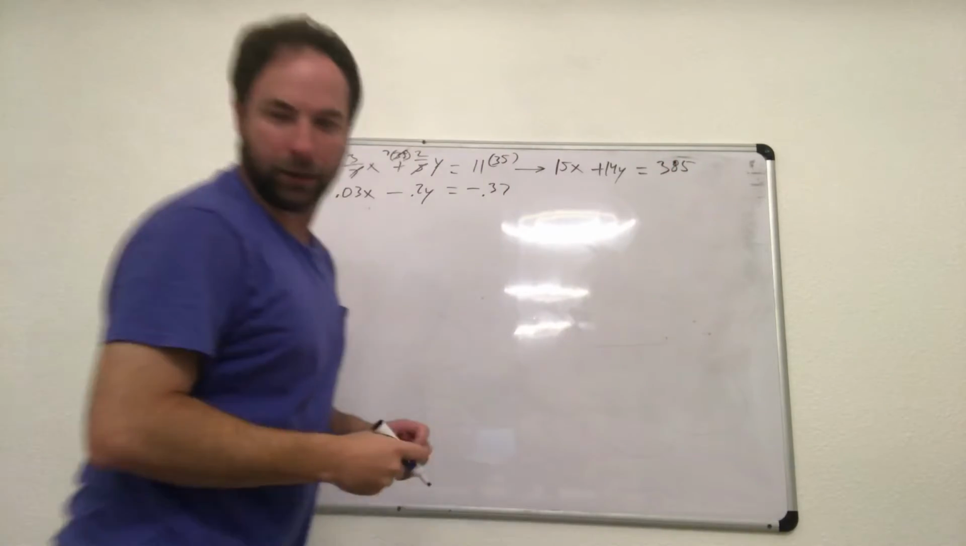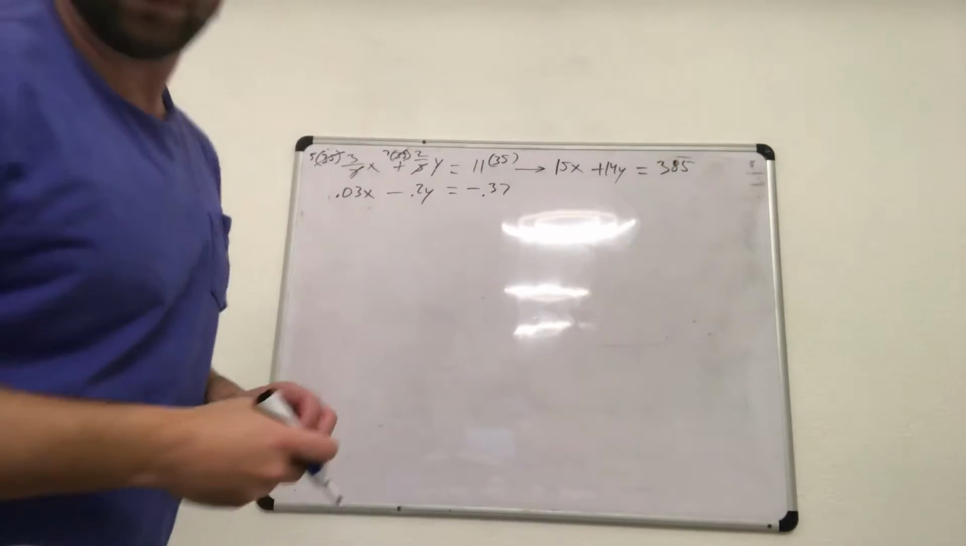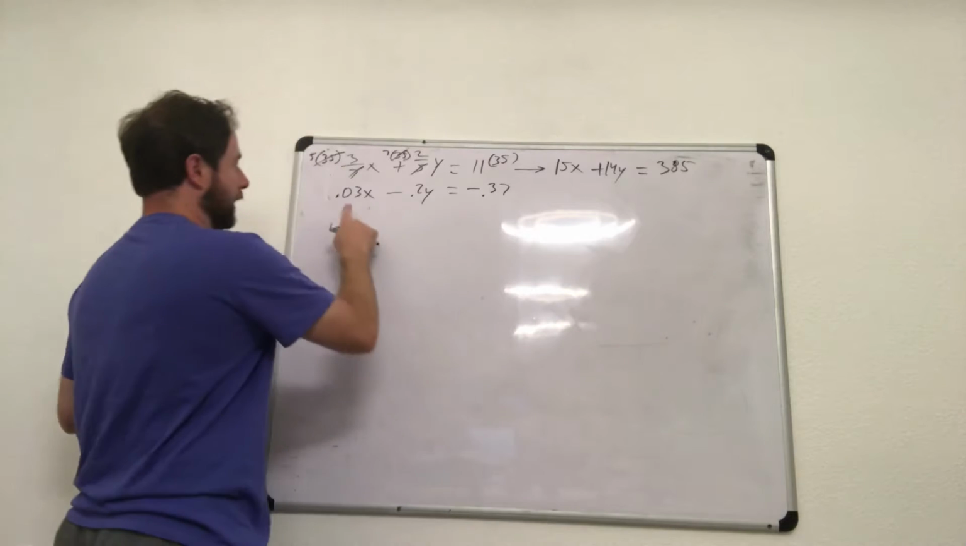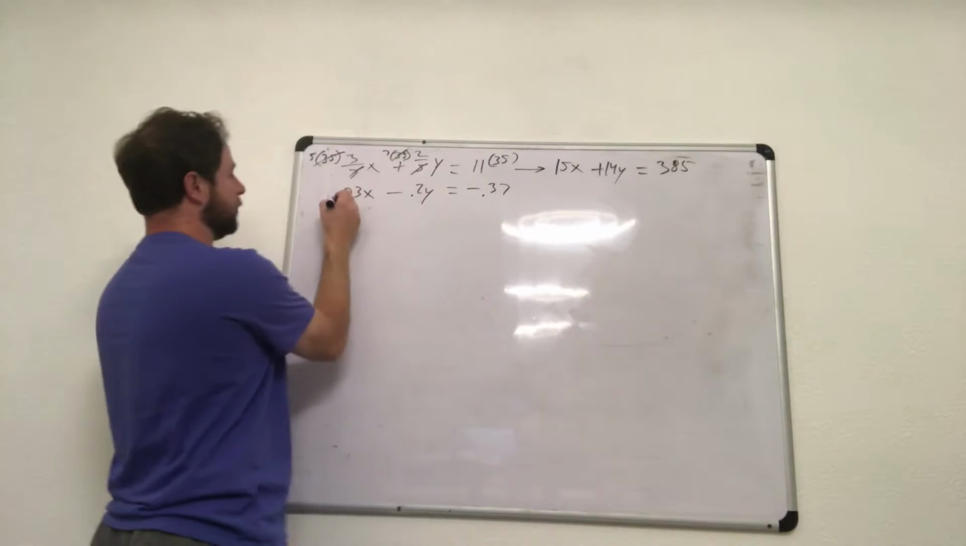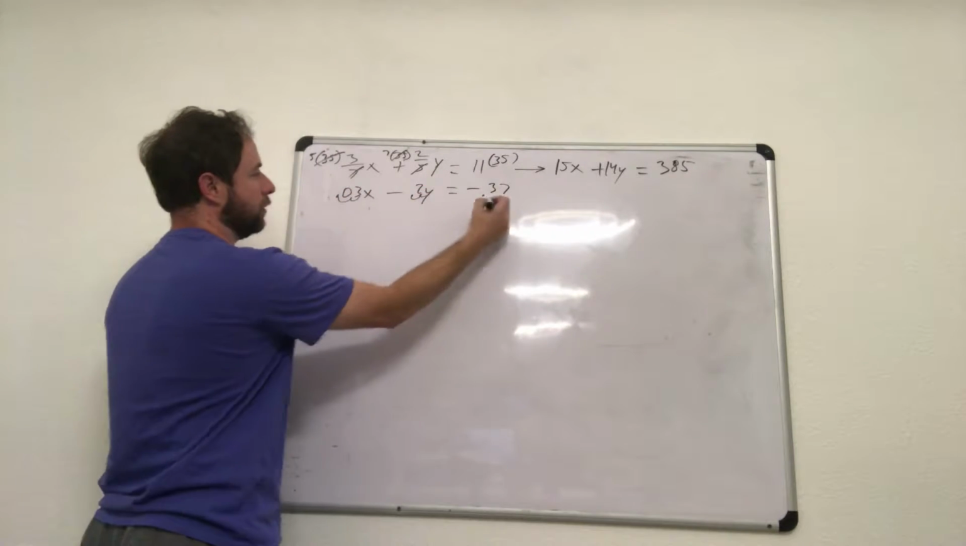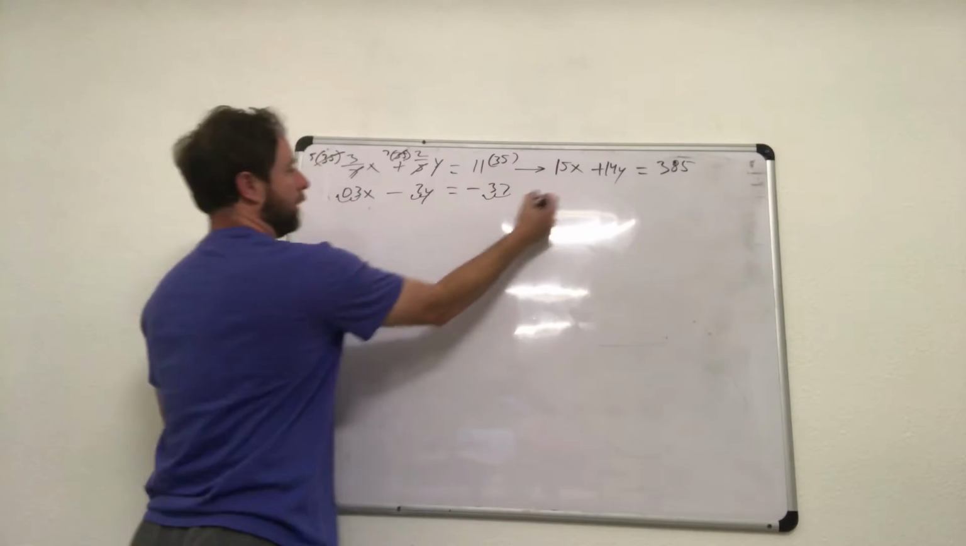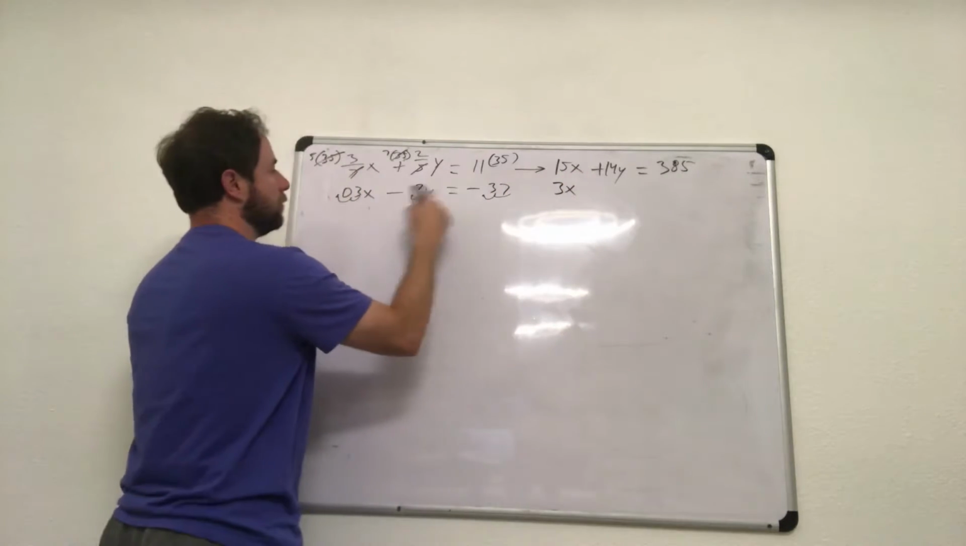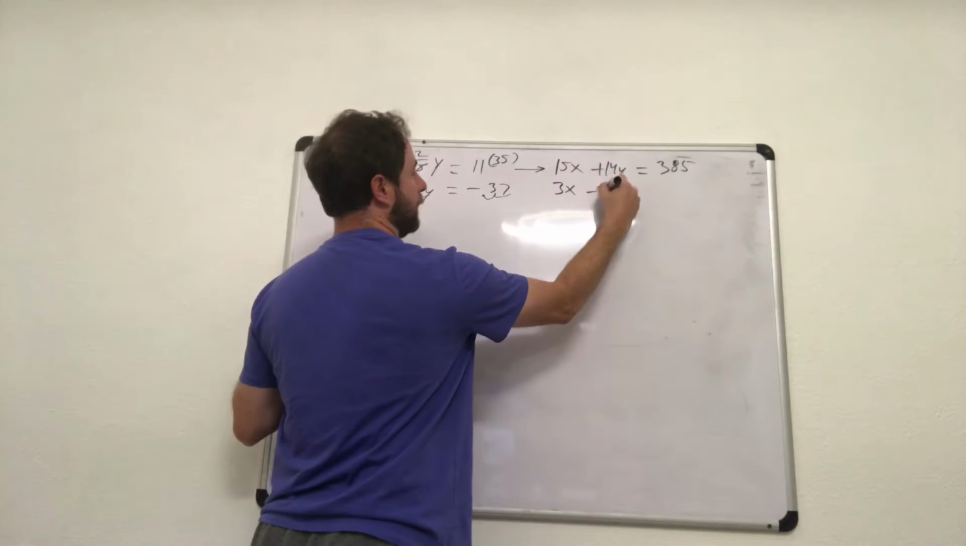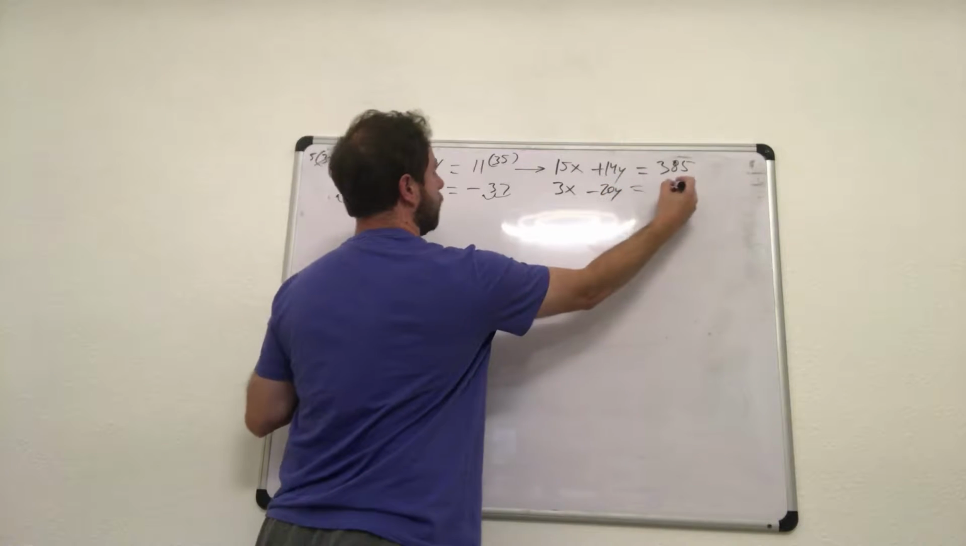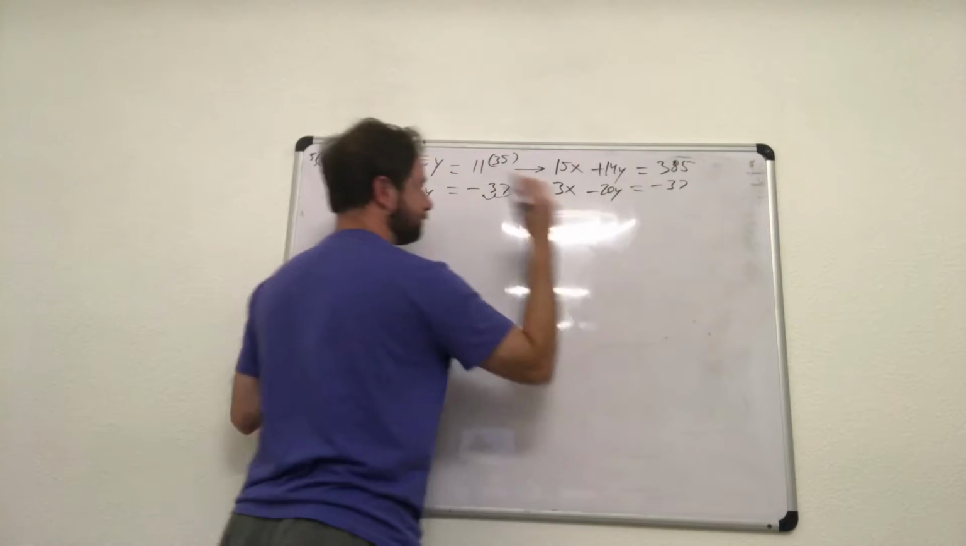When you multiply it out, let's see if they did that. That is exactly what they got. Now we just move the decimal point. We're going to move it twice. 1, 2, 1, 2, 1, 2. Move it twice here, we have 3x. Move it twice here, we have minus 20y equals negative 37.